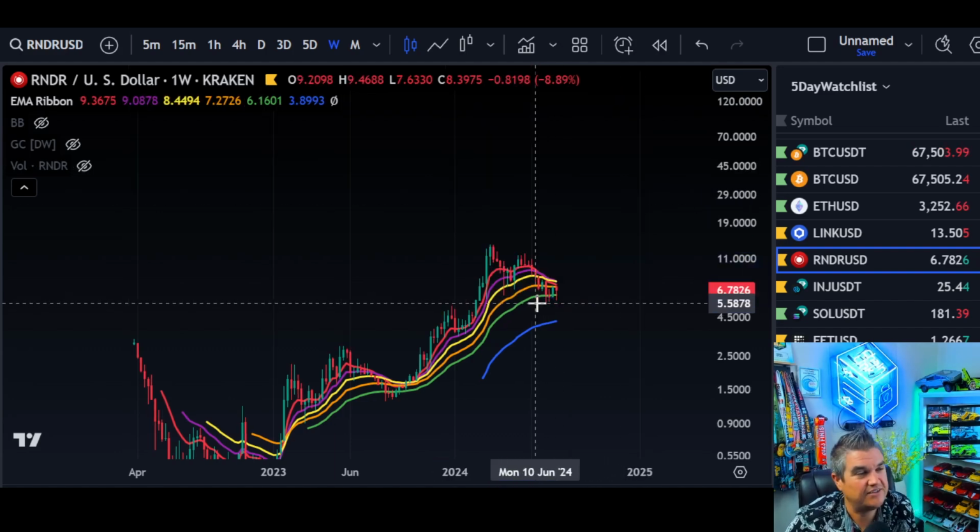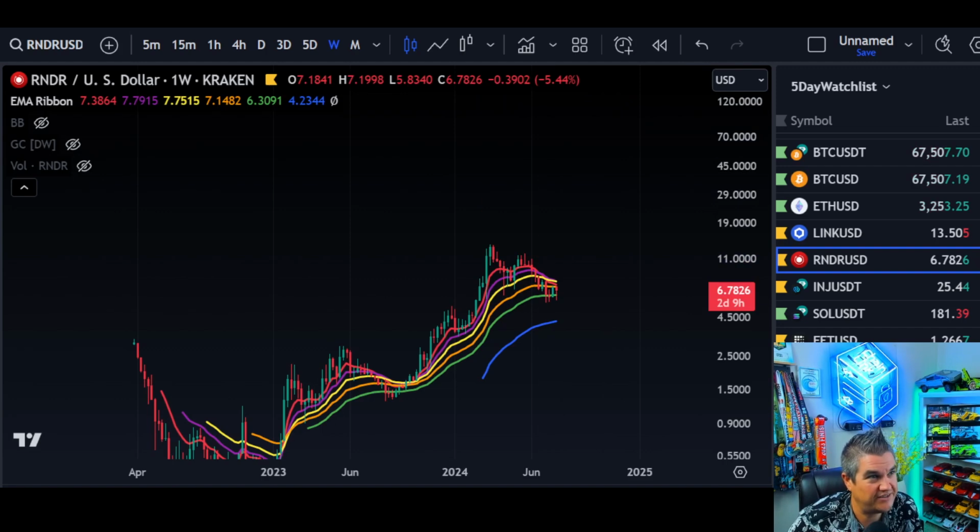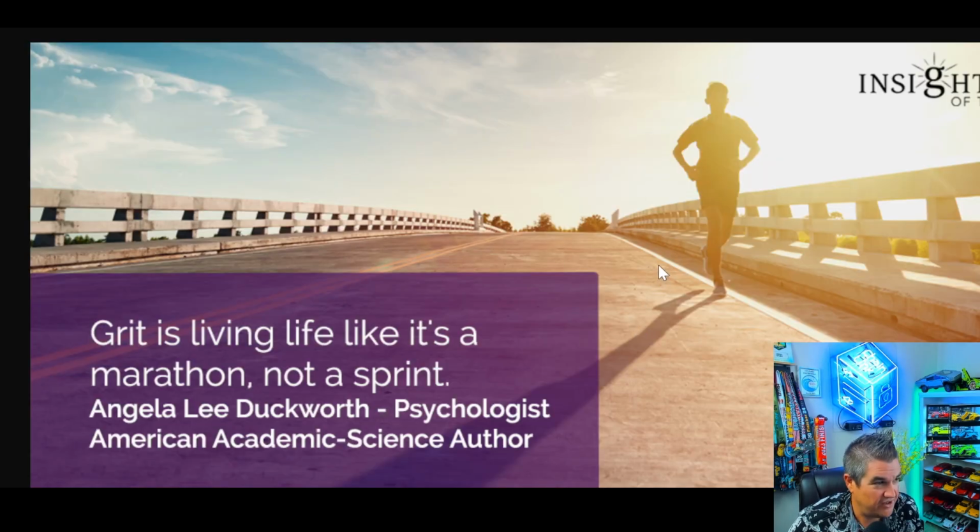All right, I'll leave you there. Let's do our quote and car of the day. Let's keep it fun and interesting. Quote of the day: Grit is living life like it's a marathon, not a sprint. Great quote. If you have a bad day, bad week, bad month, guess what? You still got plenty of life left. Forget about it. Do better next time.